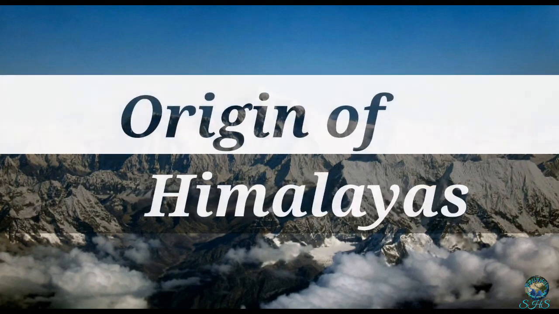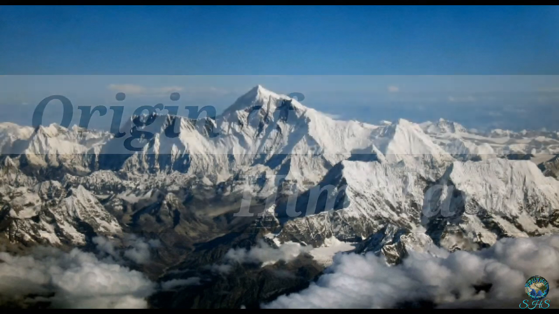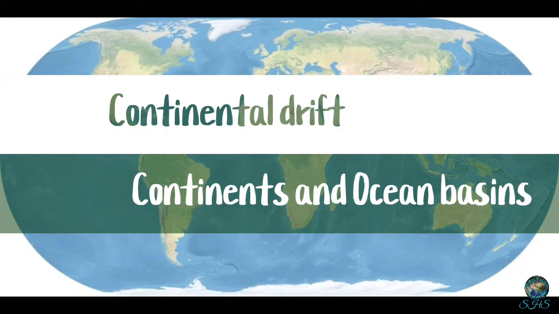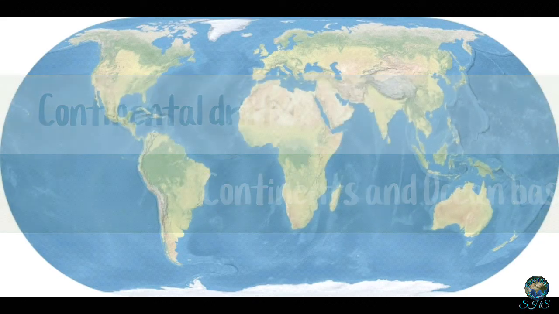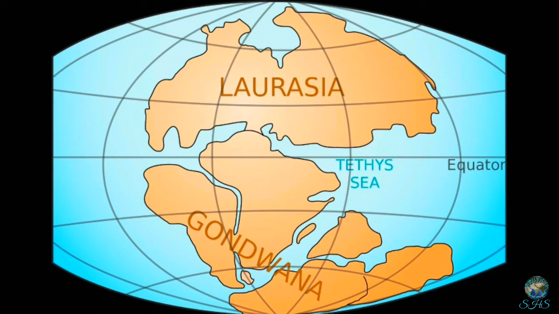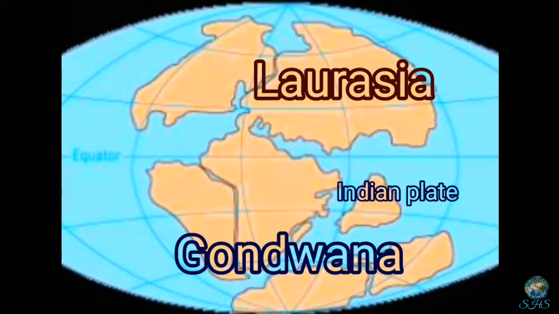Origin of the Himalayas. In previous classes you came across continental drift theory. Tell me about that. The continental drift theory describes the present arrangement of continents and ocean basins. Supercontinent Pangaea broke up into two lands. First one Laurasia or Angara land, second one Gondwana land. Okay, the Indian peninsula was part of Gondwana land.